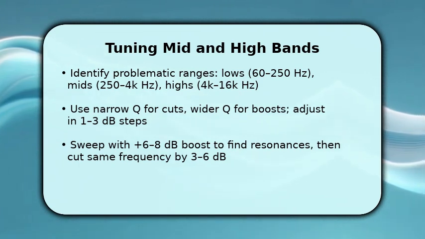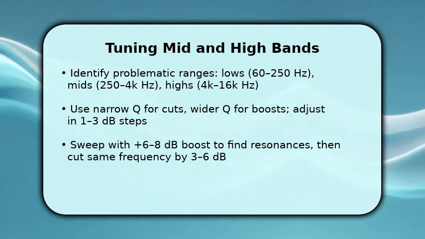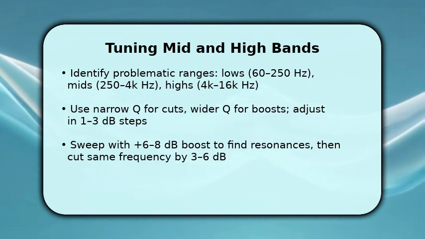For tonal shaping, use wider Q and small boosts of 1-3 dB. Once tuned, bypass occasionally to confirm improvements and avoid overprocessing.